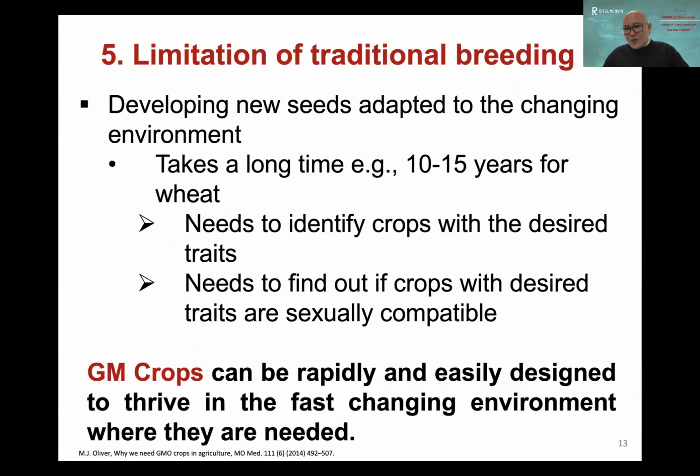And we can always use traditional breeding, but there are a lot of limitations of traditional breeding that we cannot compromise on now, because developing new seeds adapted to the changing environment takes a very long time. When we use traditional breeding, it takes 10 to 15 years just for wheat. We need to identify crops with the desired traits. It takes time, and we need to find out if crops with desired traits are even sexually compatible. But if we use GM crops, they can be rapidly and easily designed to thrive in a fast-changing environment.